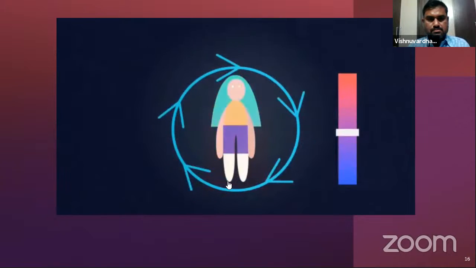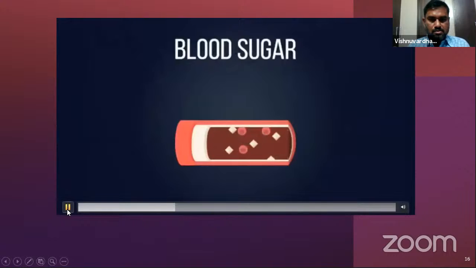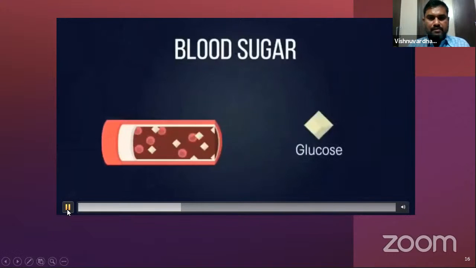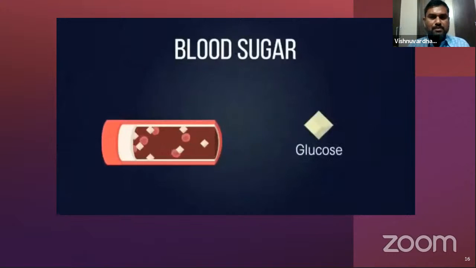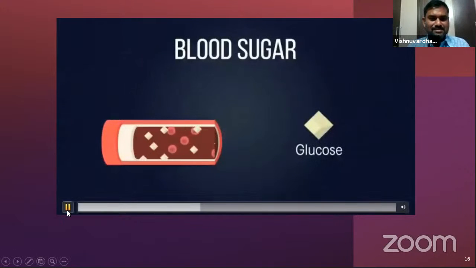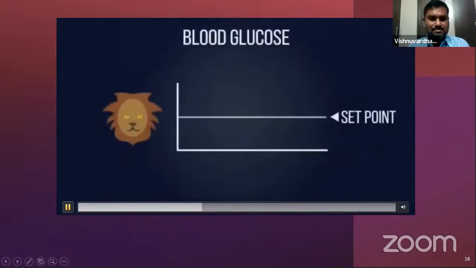We're going to look at blood sugar levels in more detail. We need glucose for respiration. Too much or too little blood sugar can be dangerous. This is where negative feedback comes in. When an animal has eaten, blood glucose levels in the body increase.